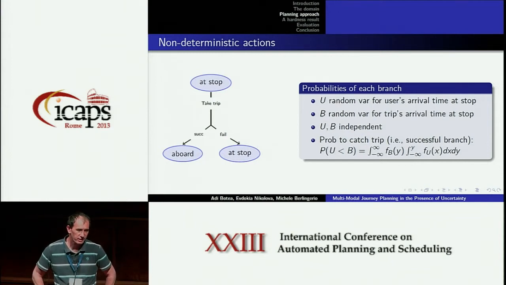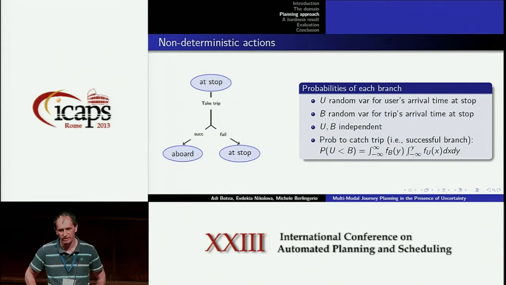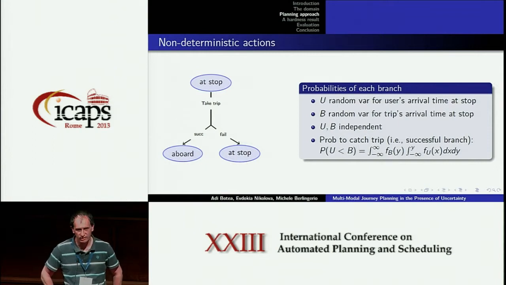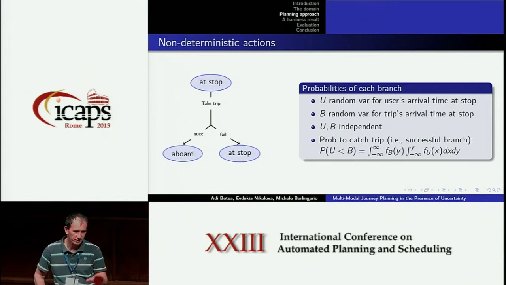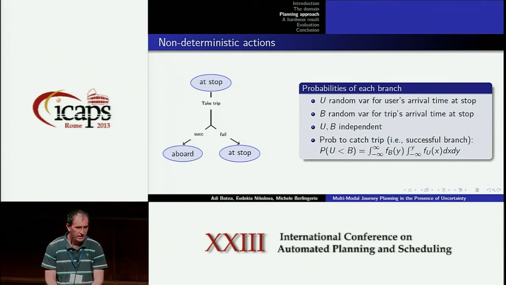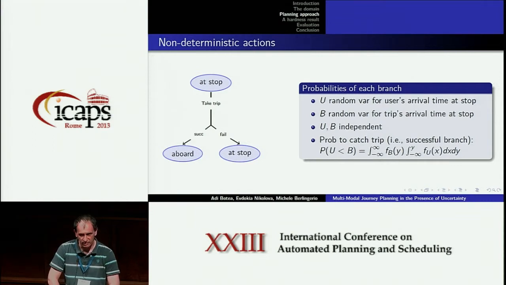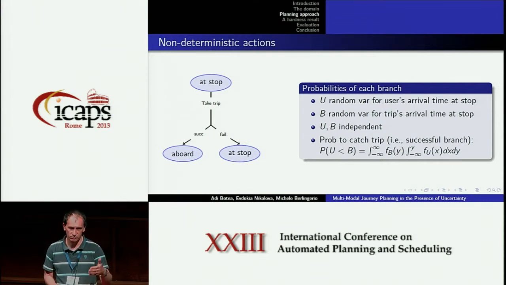So if U is the random variable modeling the user's arrival time at the stop, and B is the random variable modeling the trip's arrival at the stop, and if these 2 are independent, then we can compute the probability of catching the bus with a formula like that one over there. Now, if these are arbitrary distributions, maybe that can be difficult to compute analytically. But what we can do is Monte Carlo sampling to estimate that probability. And also in the particular cases of some distributions, we can maybe resort to the theory to compute estimations of that with a formula. For example, that is the case when the distributions are normal.